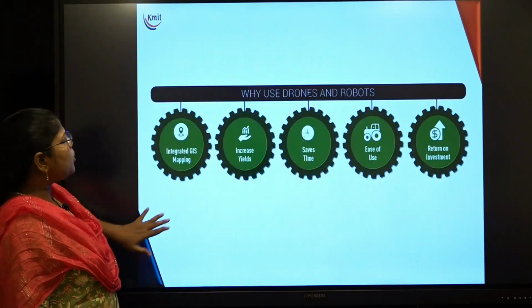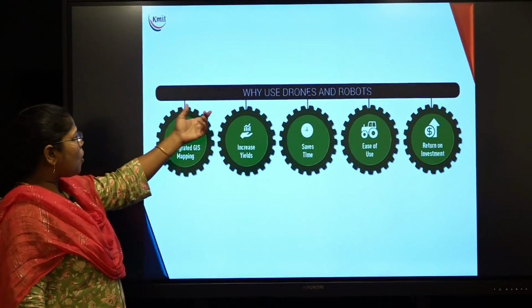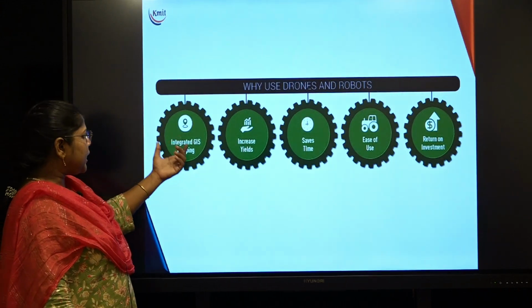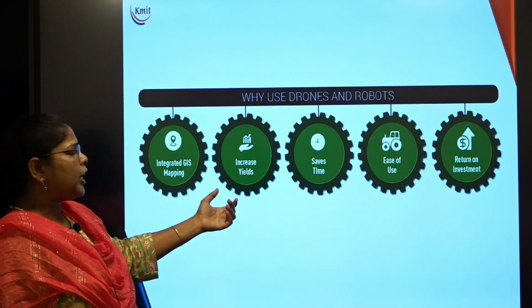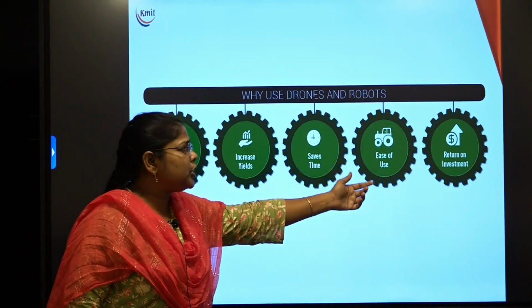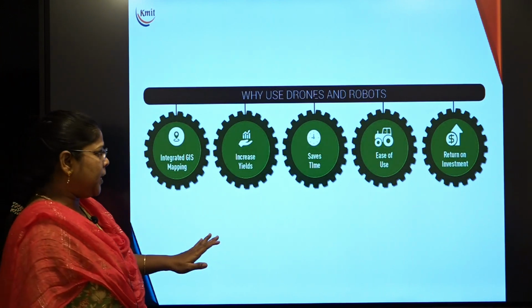Okay, coming to the uses of drones and robots. We know that robots and drones can integrate GIS mapping. Second, it increases the yield of the crop. It saves time, is easy to use, and it can give return on investment.